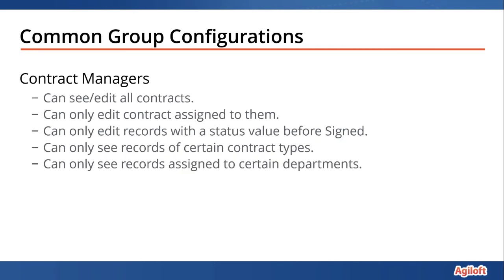Contract managers can also be set up to only see records assigned to specific departments. If, for example, there were 3 departments that they managed, they would be able to see records assigned to those 3 departments.